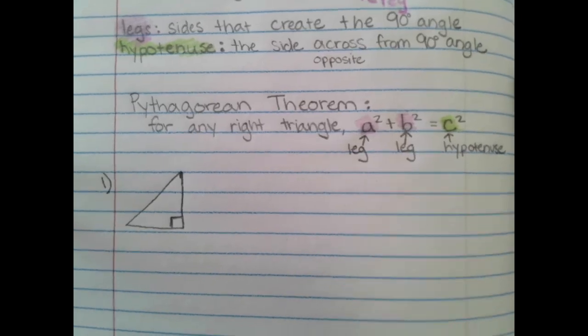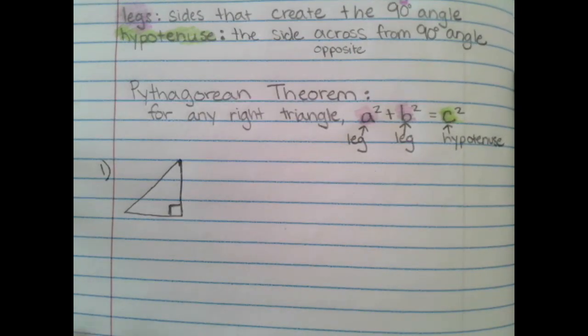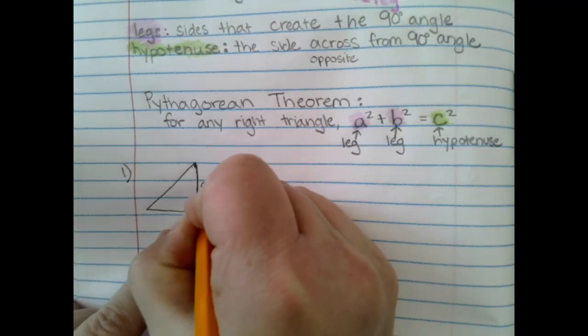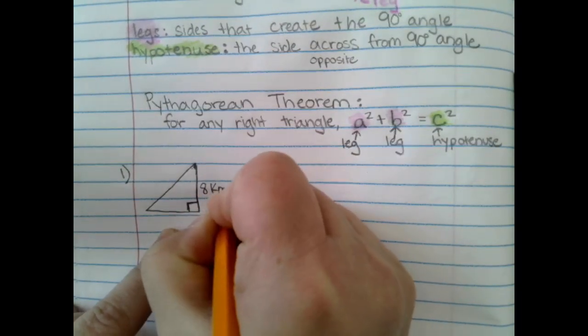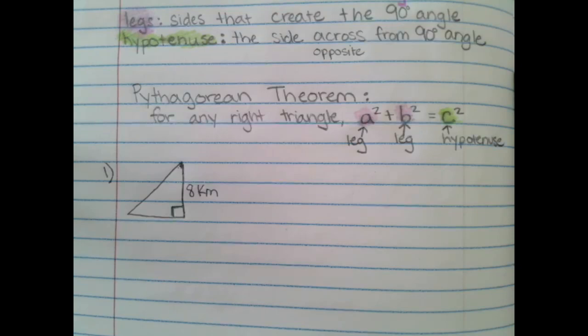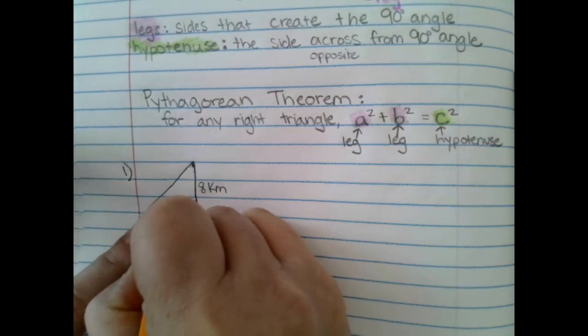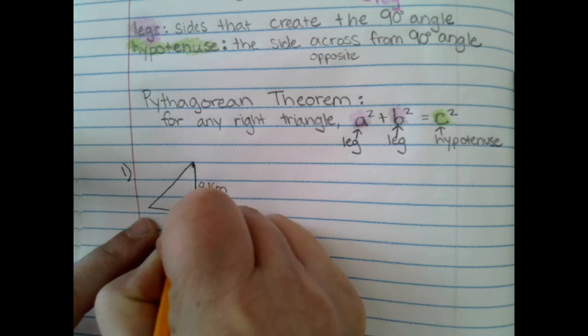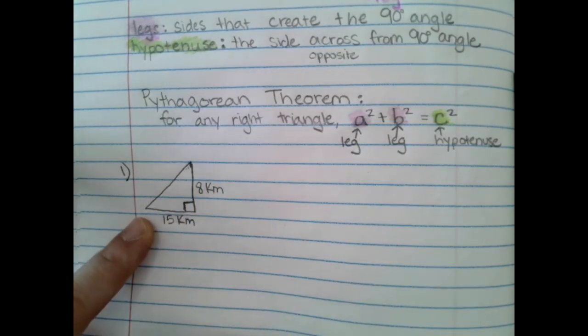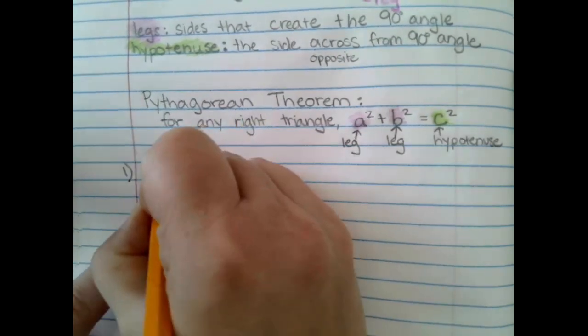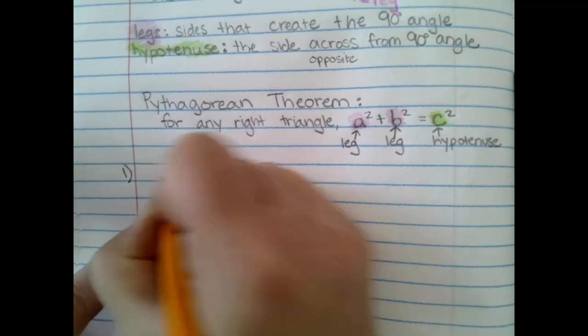All right, on this side we have 8 km. What does km stand for? Good. Kilometers. Kind of like a mile, but the English version. Just kidding. The whole world uses it, but us. All right, and then this one's going to be 15 km. And our goal is to find x. And here's x.